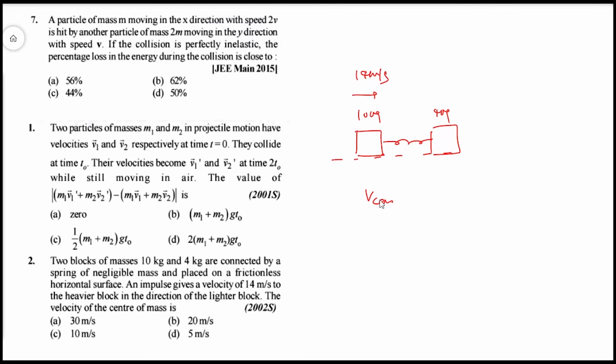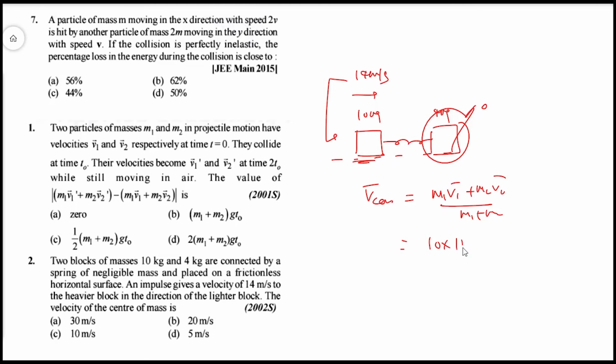So we just have to use the formula of v com, and that is m1 v1 plus m2 v2 divided by m1 plus m2. Since at t is equal to 0, this guy doesn't have any velocity, and this guy has a velocity of 14 meters per second. So just multiply 10 into 14 plus 0 divided by 14, the 14 cancels out, and that gives me 10 meters per second. So this is the velocity of the center of mass. Okay, so let's move on to the next problem.